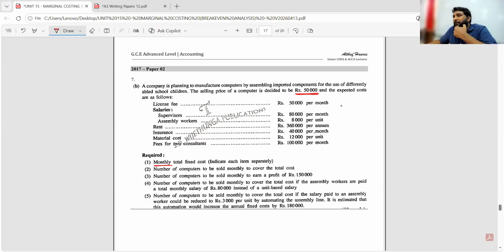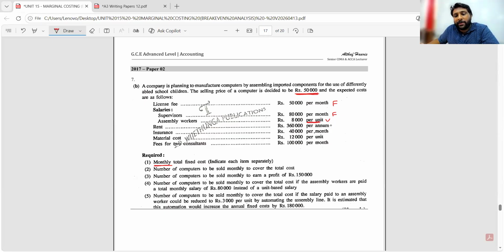License fee. Fixed or variable? License fee, fixed or variable? Tell me. Fixed. Supervisor, fixed. Assembly worker, per unit, variable.